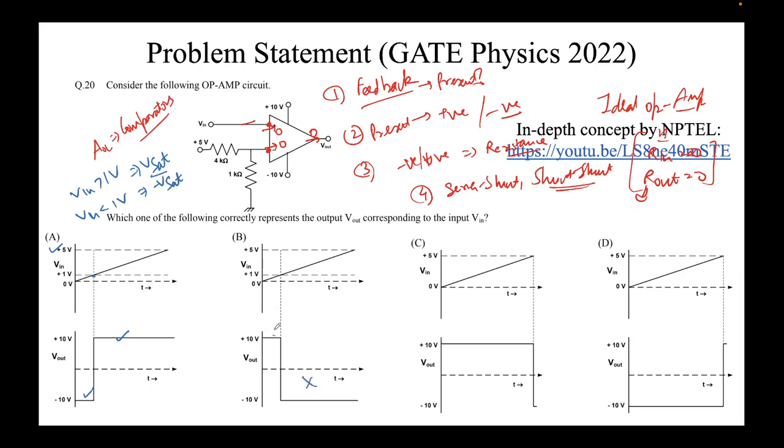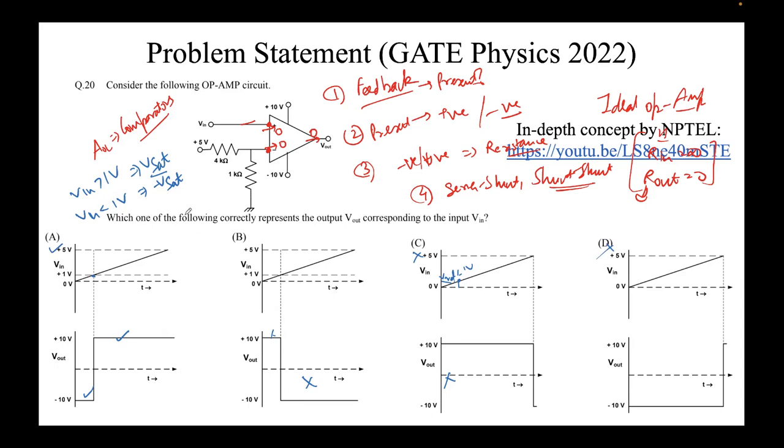So this is wrong, obviously. Here V in, we must compare with Vref, which is 1 volt. If it's less than 1 volt, then it should be minus V sat, which is not the case here. This is also wrong. This is wrong, and similarly this is also wrong. So the option is A.